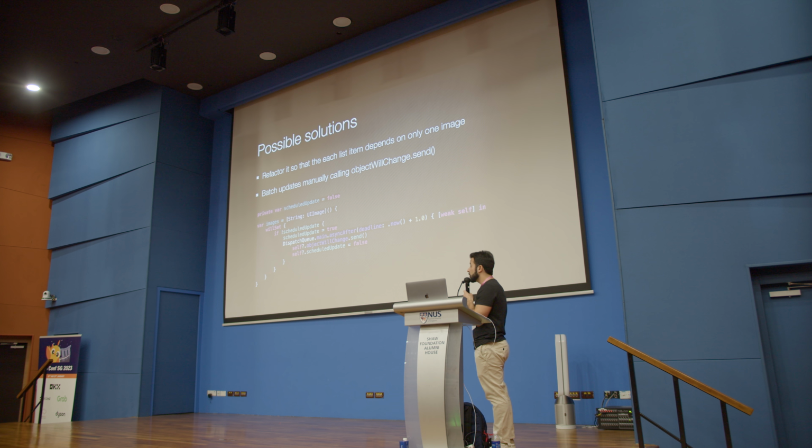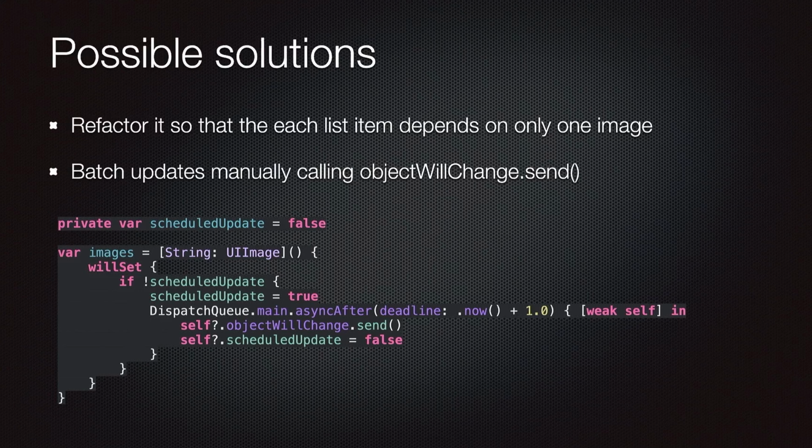And how can you fix this? One option, of course, is to do it properly, where you have one list item that depends on one image, and it's redrawn only once when the image is downloaded. But in some cases, for example, if you are building an SDK and you've already shipped this method and you can't really change it because it's a breaking change, you could do something like batching updates.